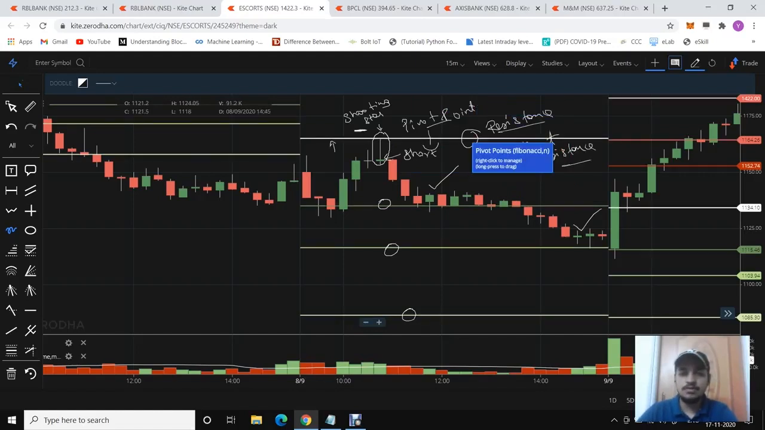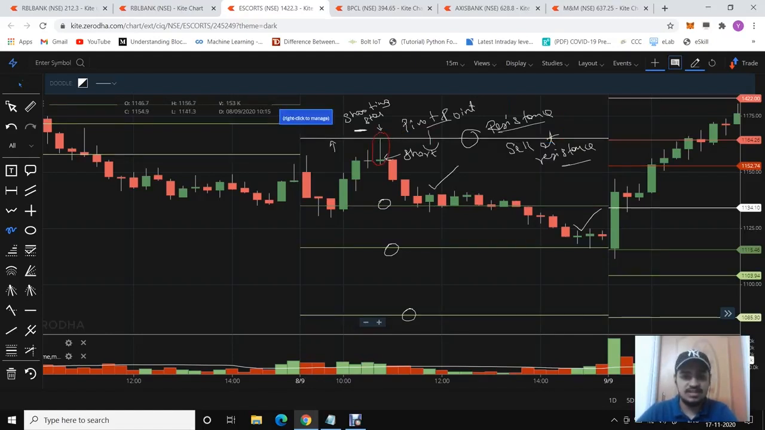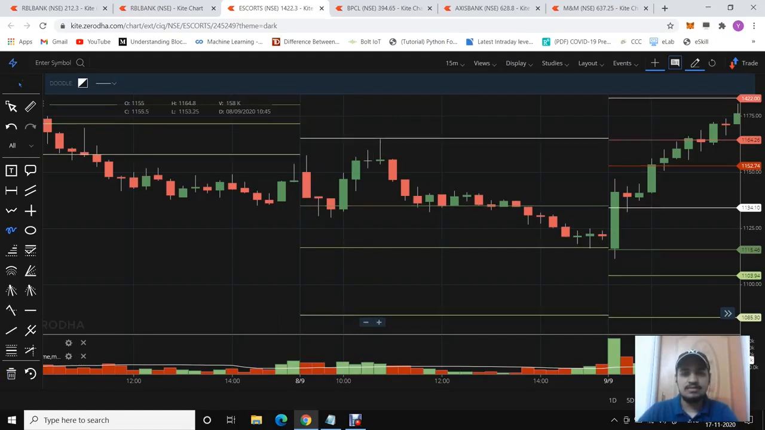Okay, what did we do? We wait for a bearish candlestick pattern. Once there was a bearish candlestick pattern, we look at the volume. Was the volume high? If the volume was high, that is, it was above average, we go short and place our stop loss above the resistance and keep our targets at support. Okay, fine. Let's understand the next example.